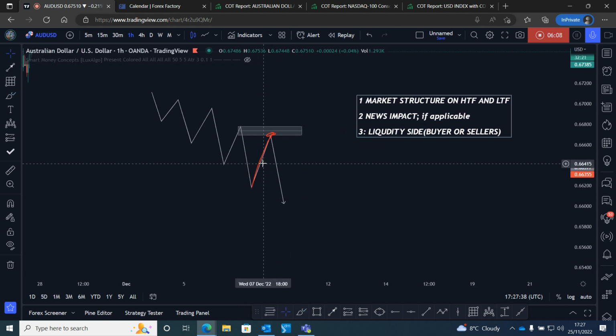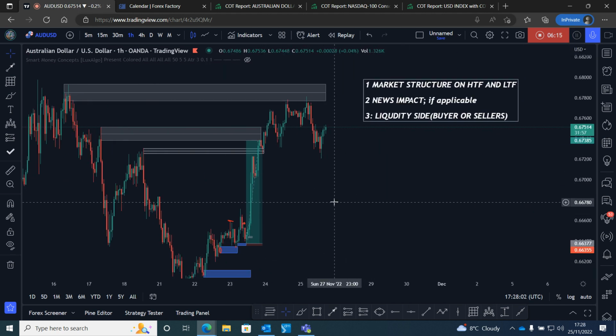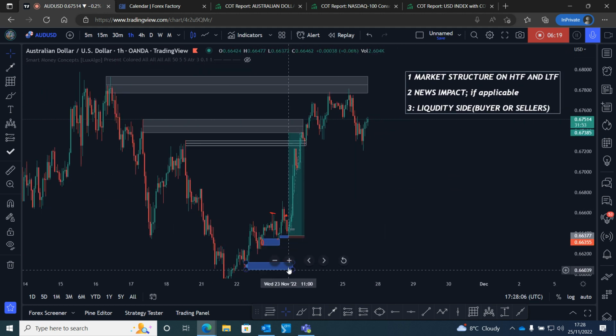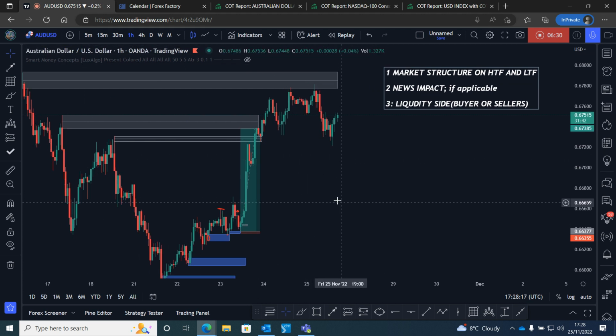So yeah. Now let's show some real examples. This is an example of a trade that I analyzed on Wednesday for intraday trading, a same-day, in-and-out type of trade of 100 pips on the Aussie, or Australian dollar.